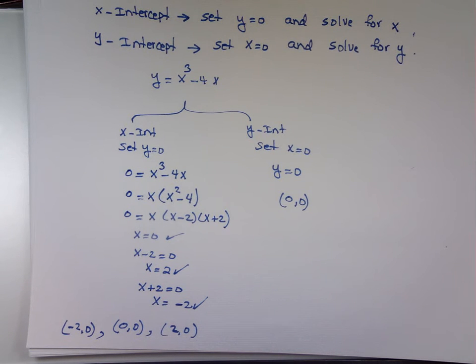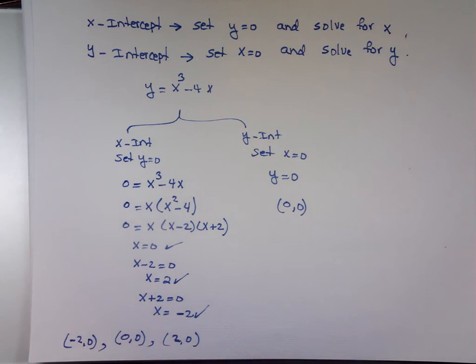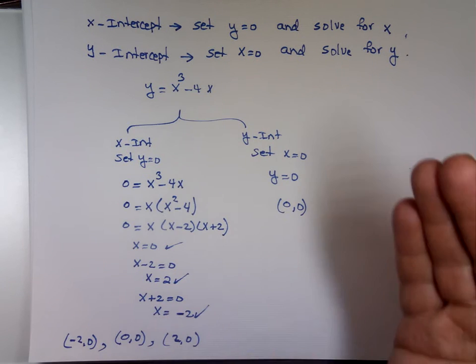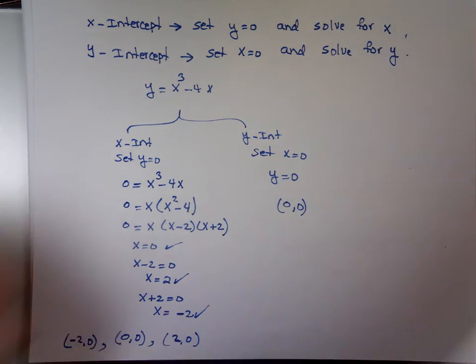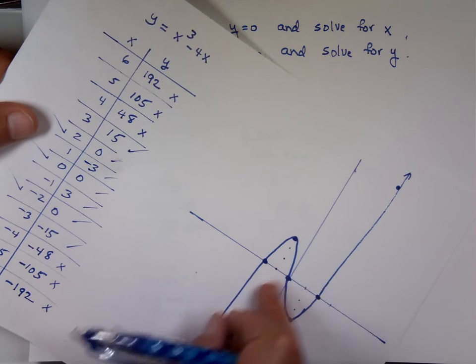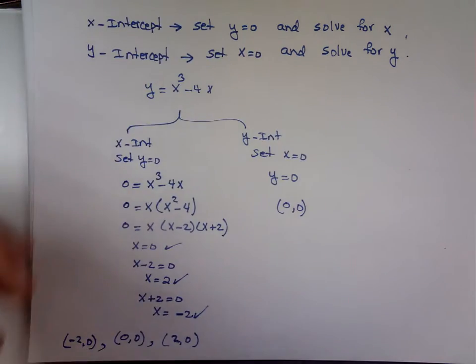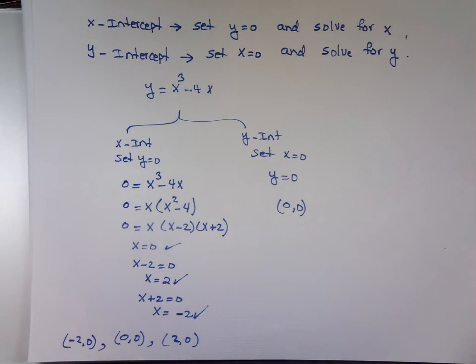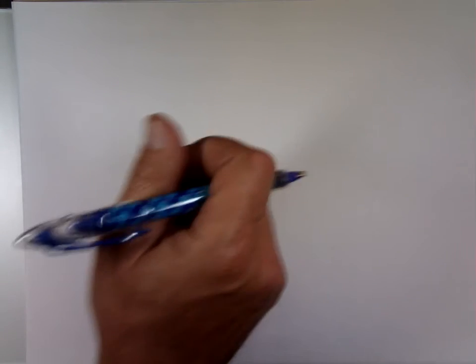The other thing we use sometimes is symmetry. We check to see if the function is symmetric. Symmetric with respect to the x-axis, symmetric with respect to the y-axis, and symmetric with respect to the origin. This function is symmetric with respect to the origin. So let's look at that, symmetry. Let's look at symmetric with respect to the y-axis.